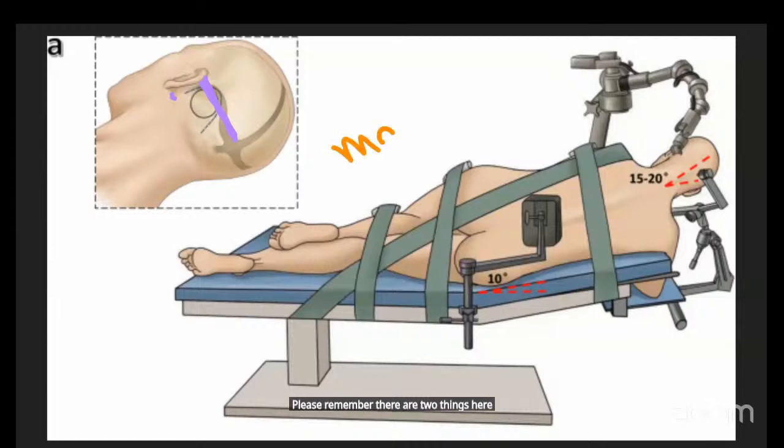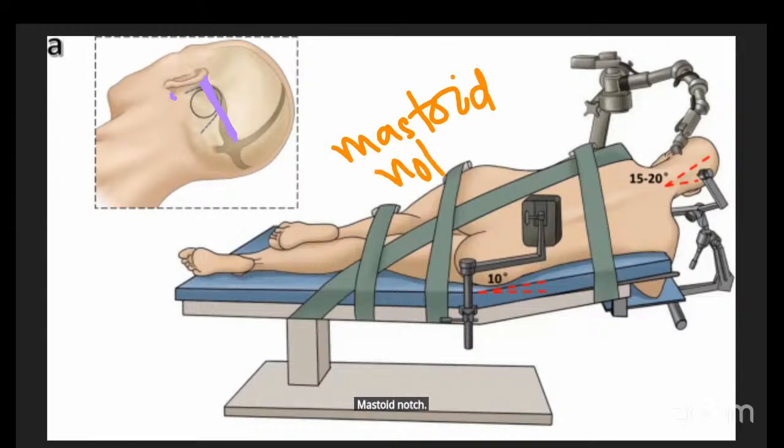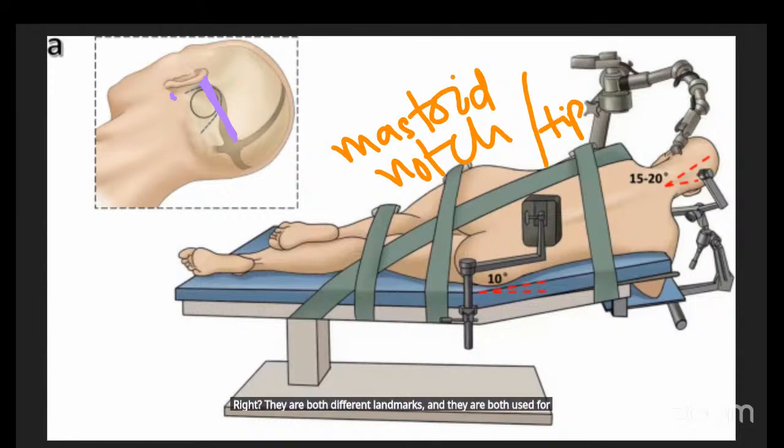Apart from that, please remember there are 2 things here. There is the mastoid notch, and there is another thing here, which is the mastoid tip, right? They are both different landmarks and they are both used for different things. The mastoid notch will be used here to do the surface marking for the transverse sinus. The mastoid tip will be used to guide our incision. Am I making sense?